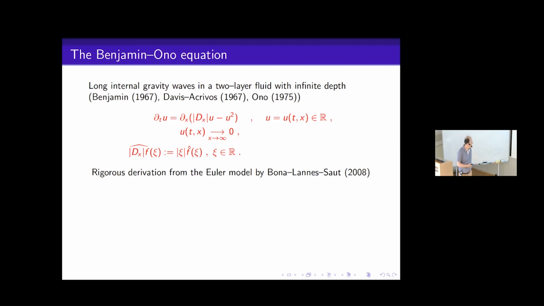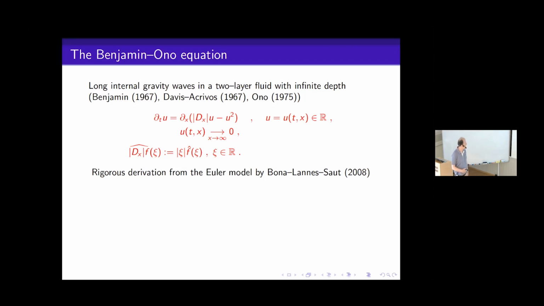So this dx |Dx| is really your favorite dx square, except that we are working with real variable functions, and to have something which is anti-self-adjoint, we have to deal with this dx and this |Dx|. Usually you see this written as dx square times the Hilbert transform, but since they are very different notations, for the Hilbert transform, I prefer this notation.